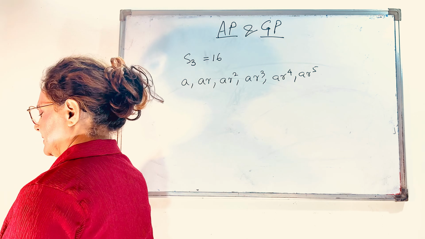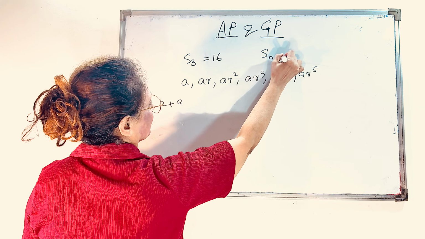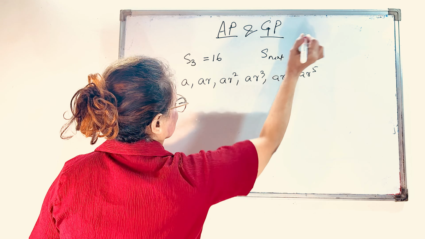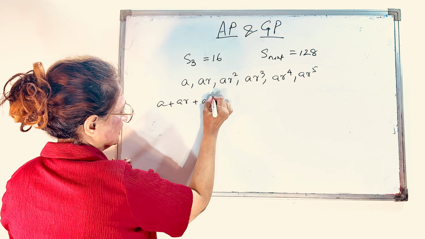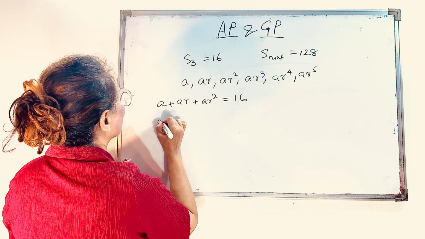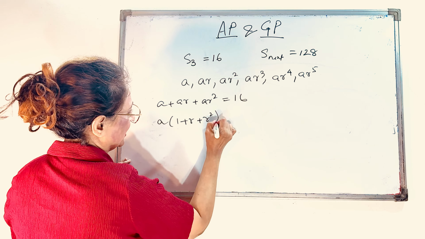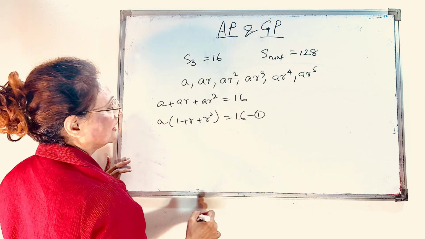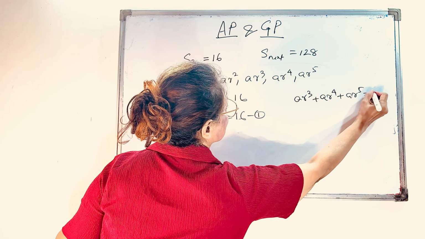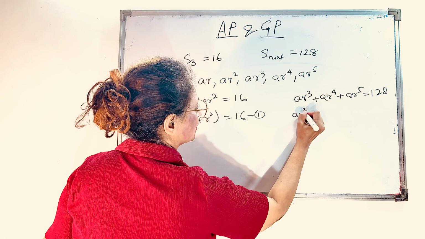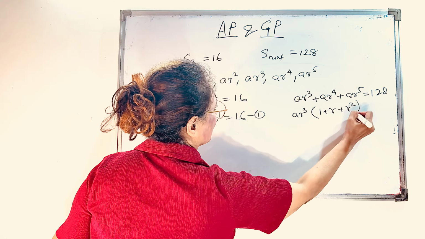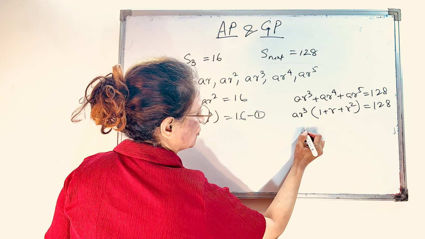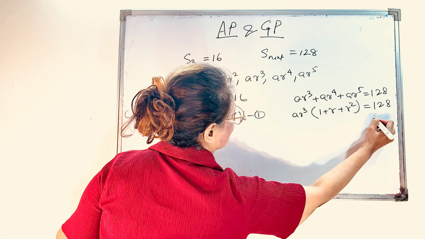So a plus ar plus ar square, this is 16. A common, 1 plus r plus r square is 16. Leave it like that. In GP questions, it always helps to divide terms. Here, ar cube plus ar power 4 plus ar power 5, this is 128. Common ar cube, 1 plus r plus r square is 128. So this is the second equation, right?